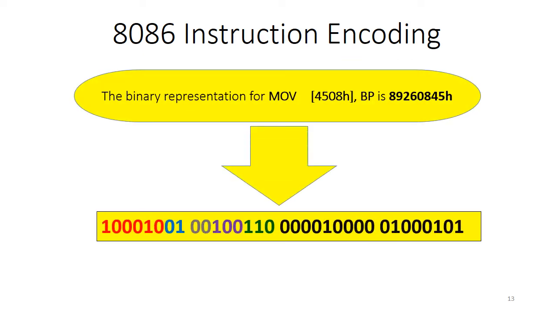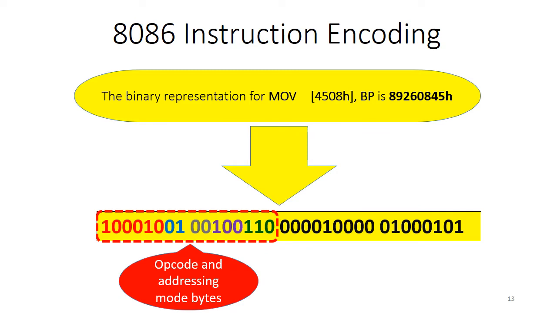Let's have an illustration using an instruction that contains a direct address. The instruction that we're going to use as an example moves the contents of register BP into a memory location whose direct address is 4508H. Therefore, the operands are register BP and the direct address 4508H. The binary representation of the instruction is as shown on the illustration.